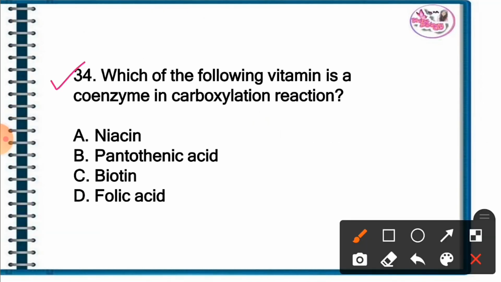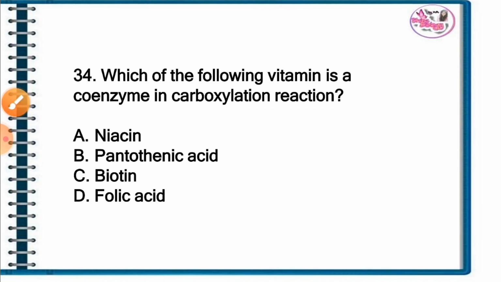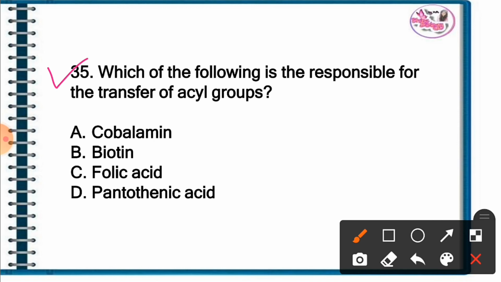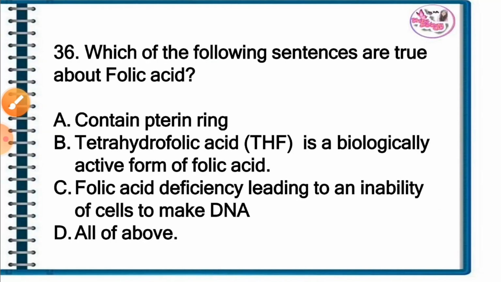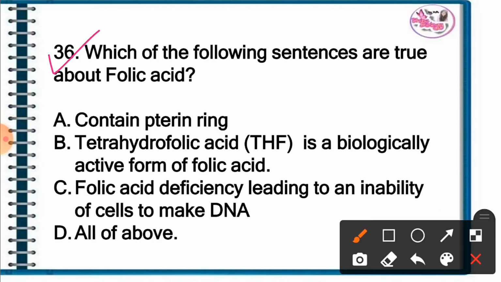34. Which of the following vitamins is a coenzyme in carboxylation reaction? The answer is option C. Biotin vitamin is a coenzyme in carboxylation reaction. 35. Which of the following is responsible for the transfer of acyl group? The correct answer is option D. Pantothenic acid is responsible for the transfer of acyl group. 36. Which of the following sentences are true about folic acid? The answer is option D, all of the above. Tetrahydrofolic acid, containing pterin, is a biologically active form of folic acid, and folic acid deficiency leads to an inability of the cell to make DNA.